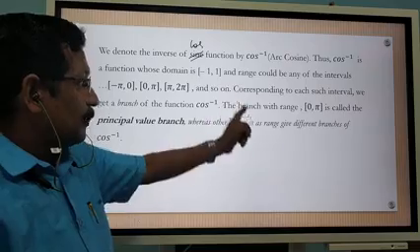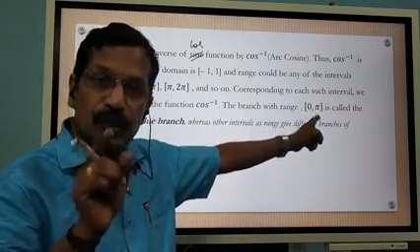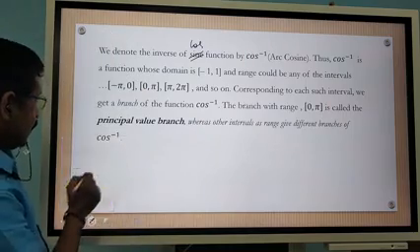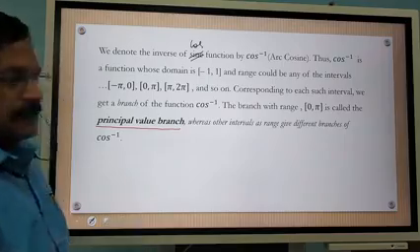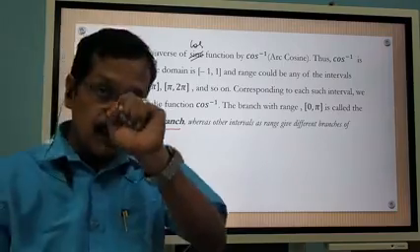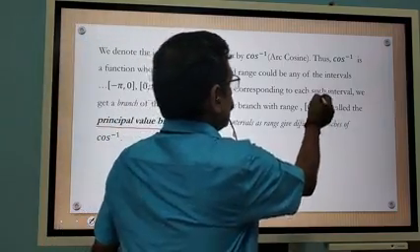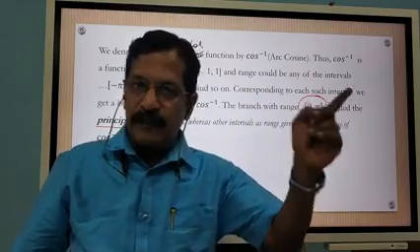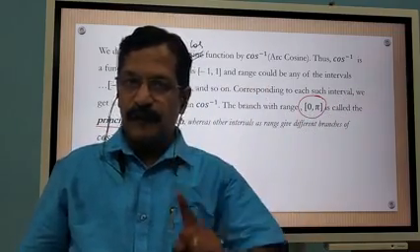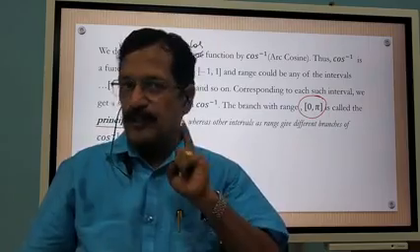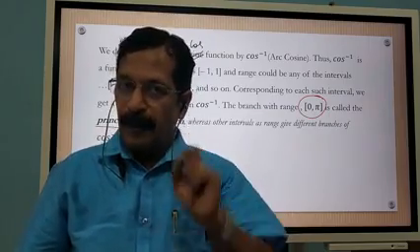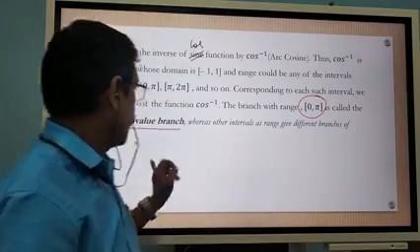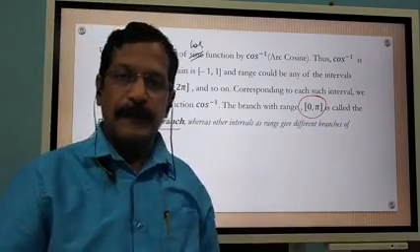But the branch with range 0 to pi is called the principal value branch. So the principal value branch of cos inverse is the closed interval 0 to pi. You just think about what the principal value branch of sine inverse is. The principal value branch of sine inverse is minus pi by 2 to plus pi by 2, whereas the principal value branch of cos inverse is 0 to pi.